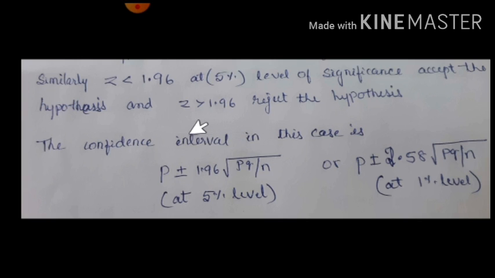How to calculate the confidence interval limit in the case where the probability of success data is available with us? Then it is p plus or minus, at 5% level of significance, the standard z value 1.96, square root of pq divided by n. You remember this as a standard formula to find the confidence interval limit. In the same way, at 1% level of significance, p plus or minus 2.58 square root of pq divided by n.